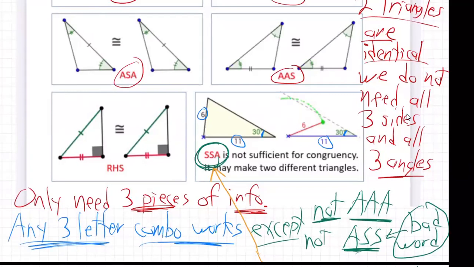Can you see that? Is that making sense? They're saying this triangle here is not identical to that, even though they have the same two sides and an angle the same. Two sides and an angle, but they're not identical. So two sides and an angle, the bad word, forward or backwards, is not sufficient. It's not enough information to prove that two triangles are identical.